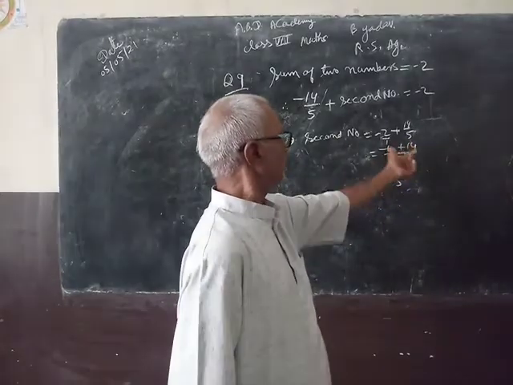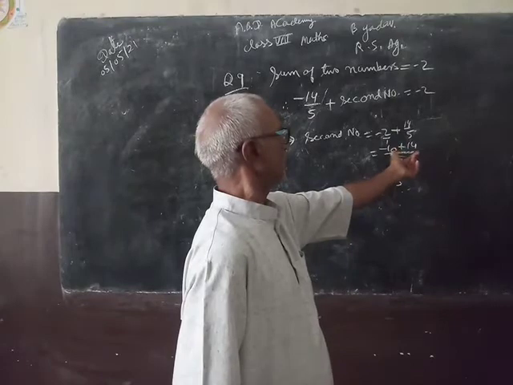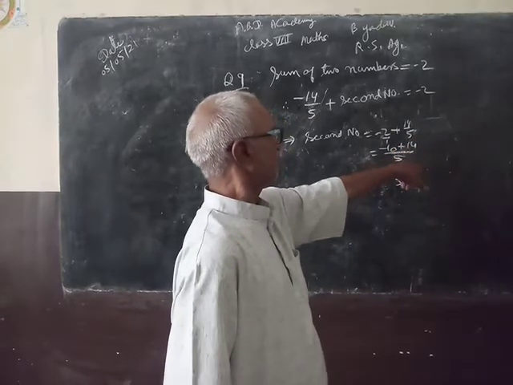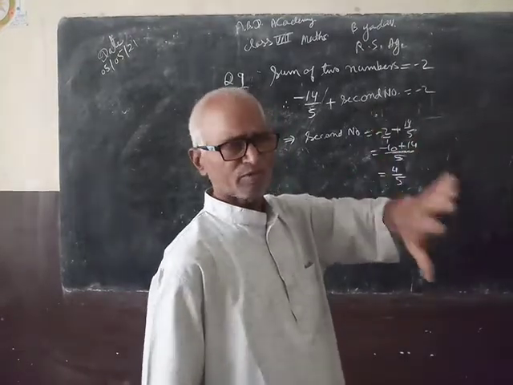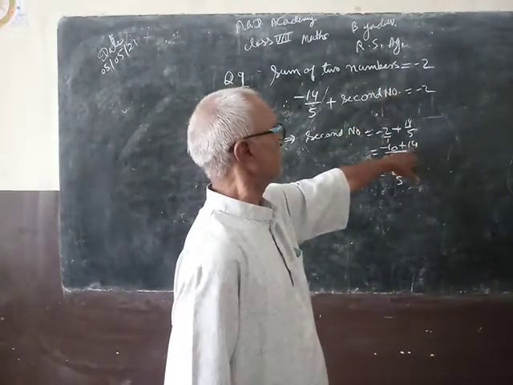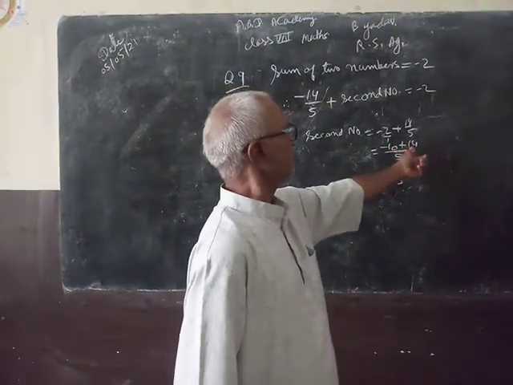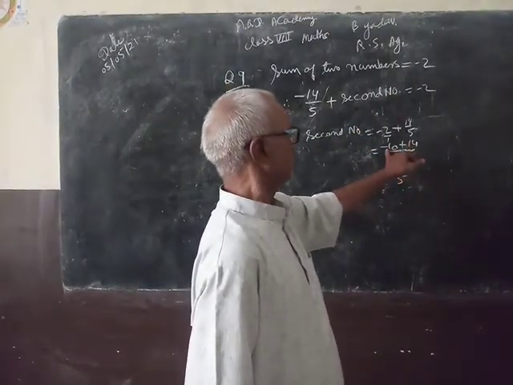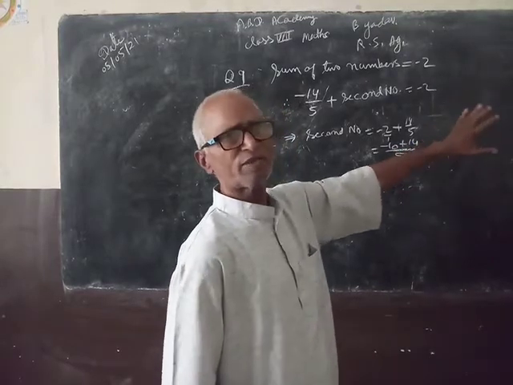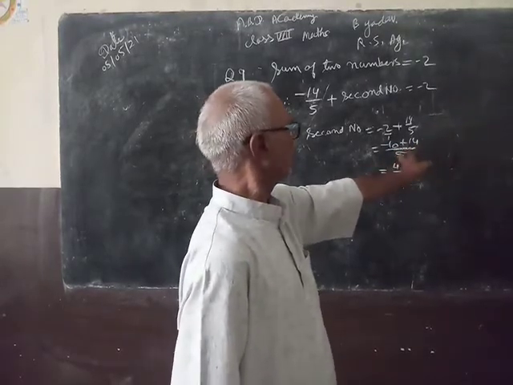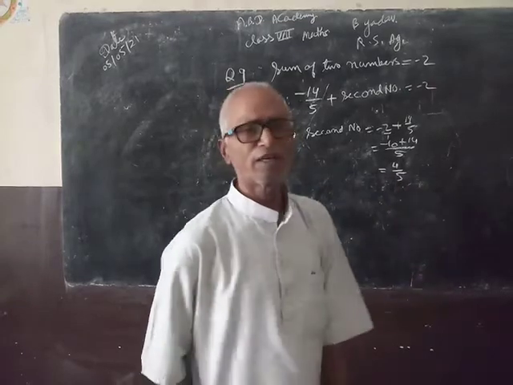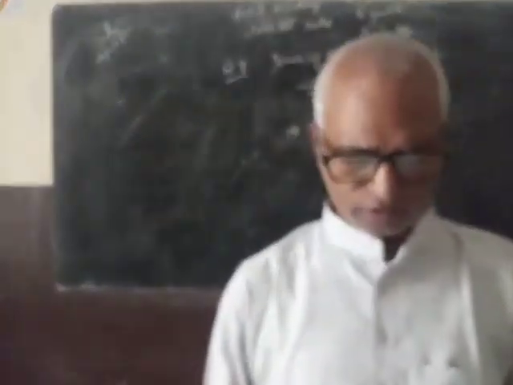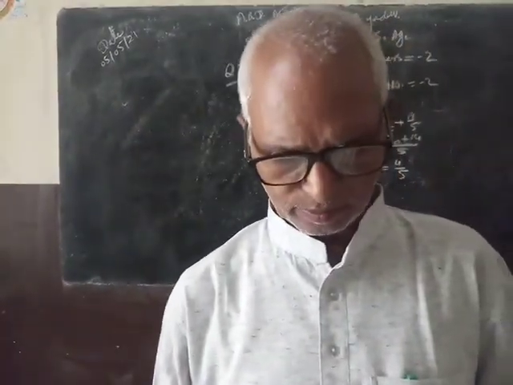When 5 is divided by 1, 5 comes, so 5 twos are minus 10. 5 divided by 5 gives 1. So 1 into 14 is 14. So minus 10 and 14 are added. Because it is negative and positive, subtraction will take place and comes minus 4 by 5. And the question is over here. Question number 9.